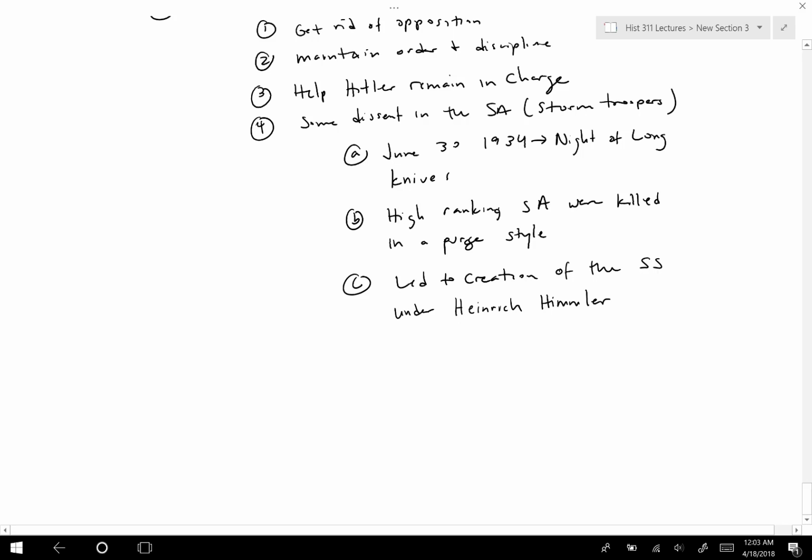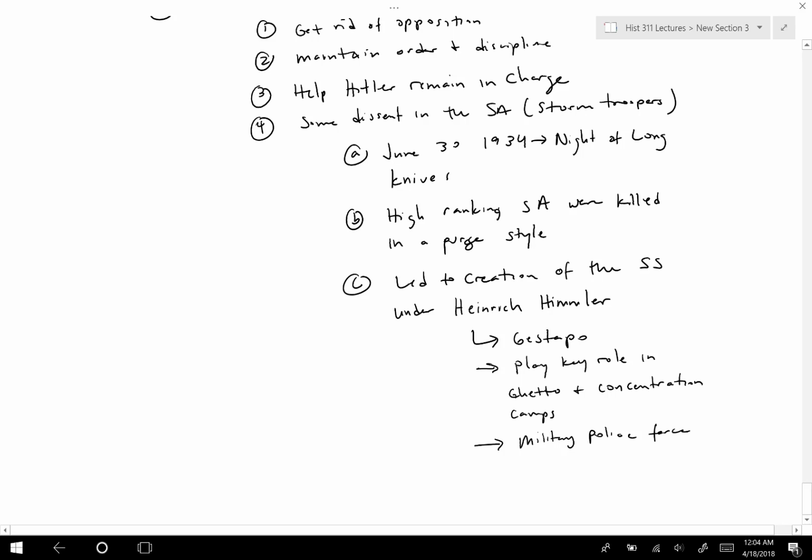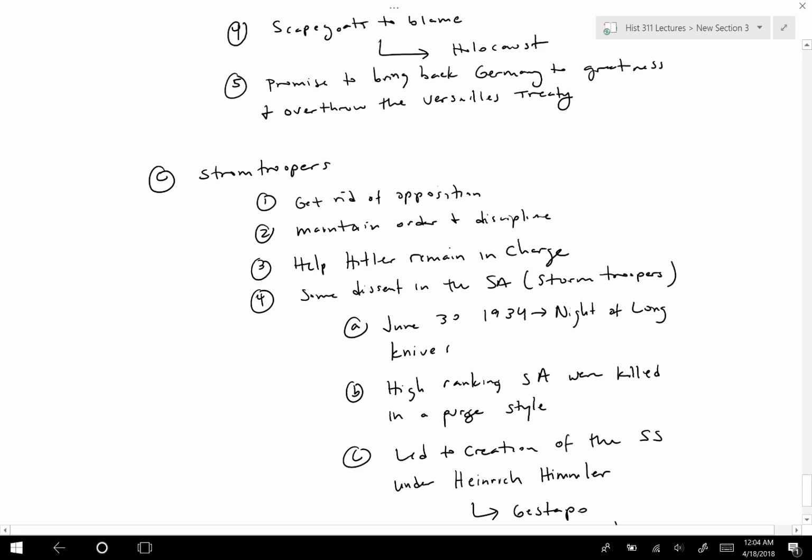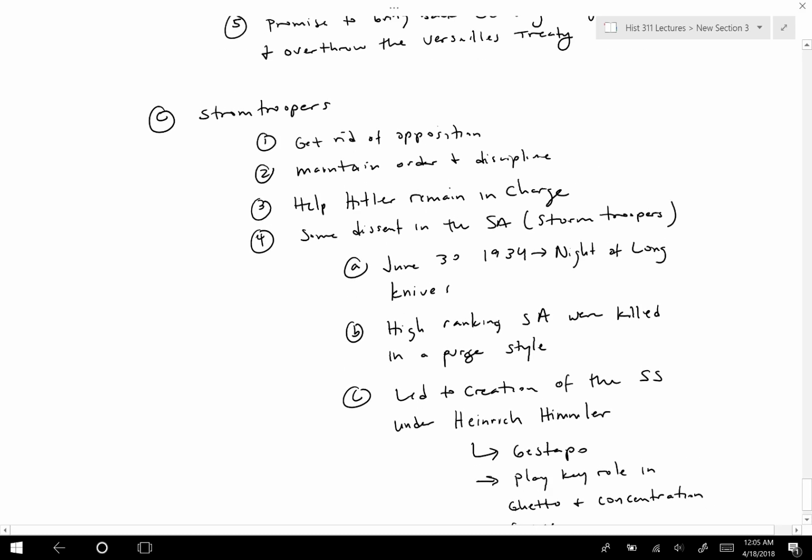The SS, which became known as the Gestapo, are going to play a very key role in the ghettos and concentration camps. Essentially, they were the military police force to essentially create the Holocaust. Right? It was because of the SS that they were the ones that rounded up the Jews, put them into the ghettos, then moved them into the concentration camps and created a whole extermination plan. Himmler was the main creator of that.